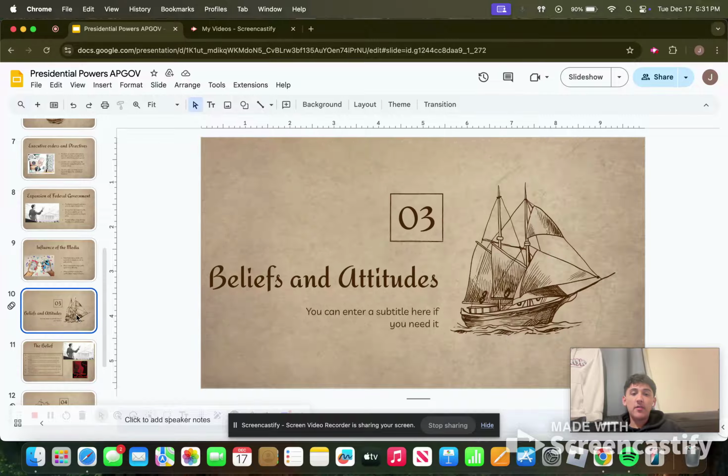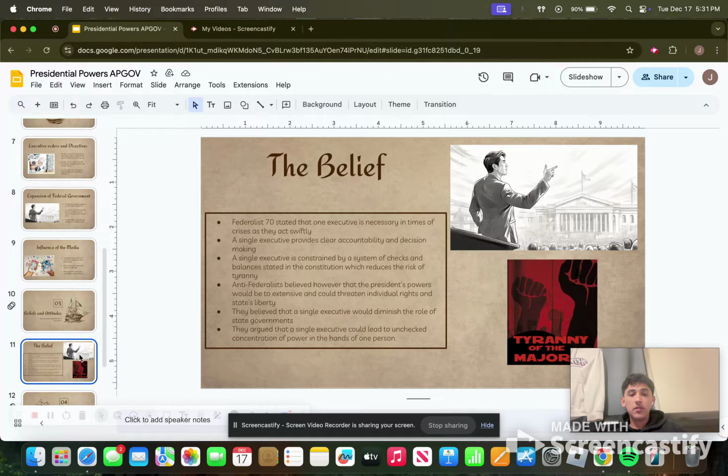Now we're going to move on to beliefs and attitudes. Originally, during the ratification of the Constitution, there were arguments between the Federalists and Anti-Federalists on which form of government we should follow. The Federalists in Federalist 70 stated that one executive is necessary in times of crisis as they act swiftly. A single executive provides clear accountability and decision making.